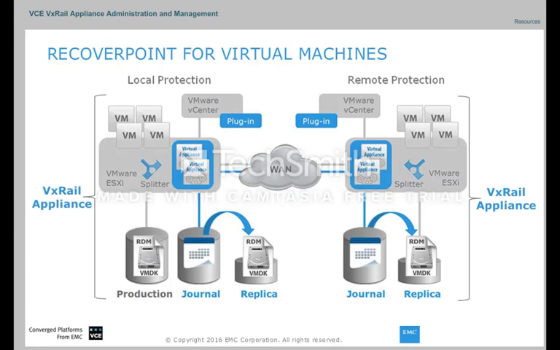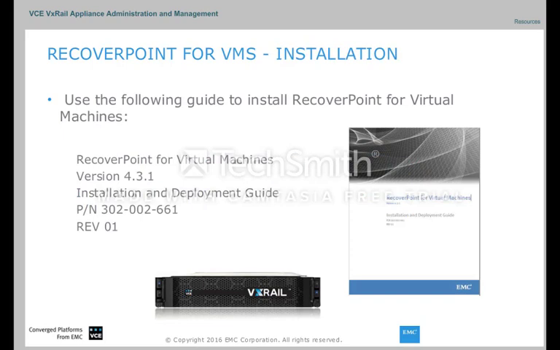Administrators can conduct automated disaster recovery tasks from within the RecoverPoint for VMs vCenter plugin. Standard VXRail licensing includes a 15 VM license for RecoverPoint for virtual machines. To install RecoverPoint for VMs, first download the manual from support.emc.com. You want to get the guide RecoverPoint for Virtual Machines Installation and Deployment Guide, and then follow the procedures within the guide.